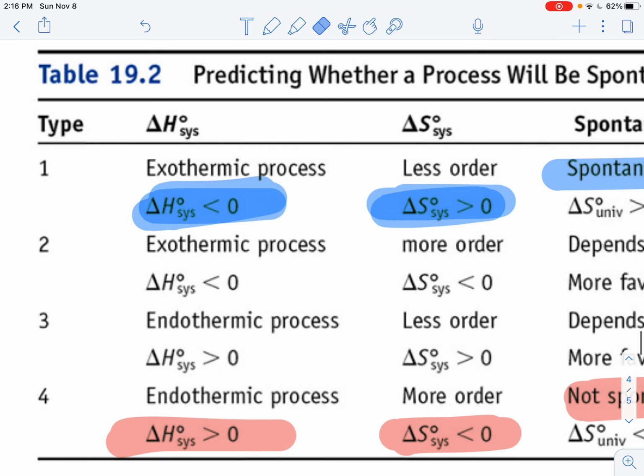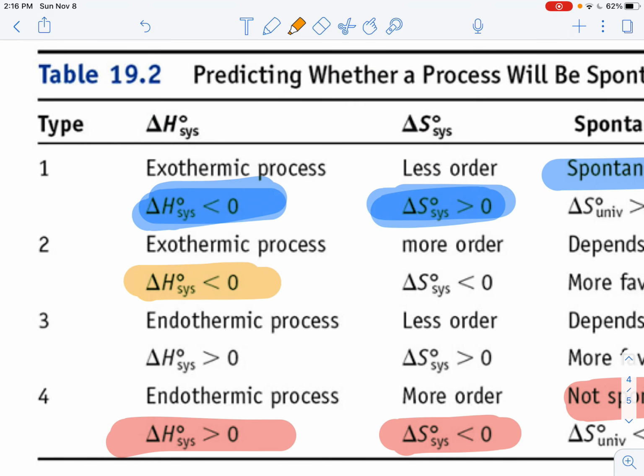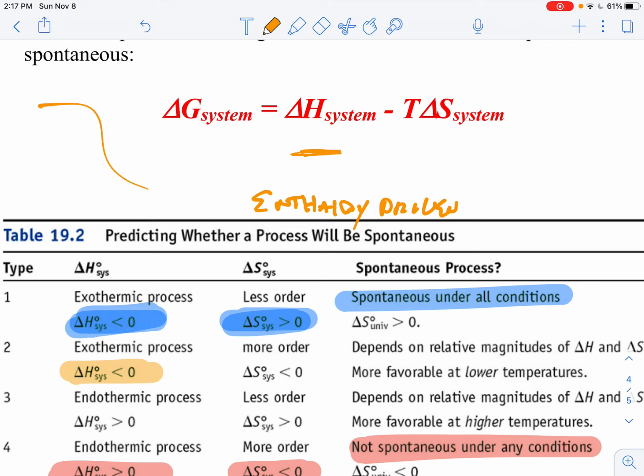What would happen if I'm helped by one but not the other? So circumstance number 2 here, I'm going to put in orange. It's exothermic. So if it's exothermic, that means I have a negative delta H. That's helping. That is enthalpy driven. The enthalpy is helping that system go to spontaneity because it's exothermic. It's going down the hill, right?